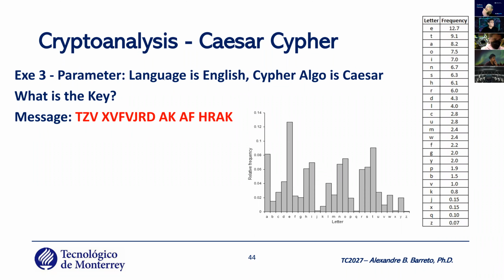Okay. The language is English. The cipher is Caesar. What is the key? Here is the message. I will give 5 minutes to find it, okay? And here on the left side, you have the frequency table. Try to find it, guys. 5 minutes.